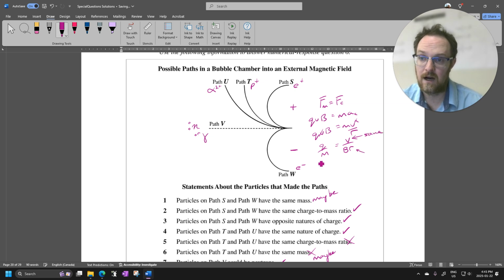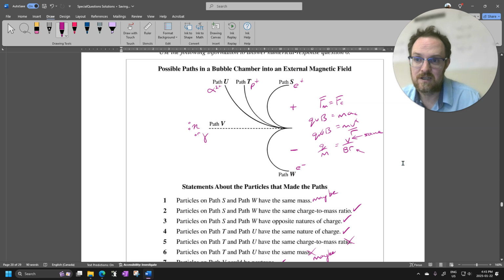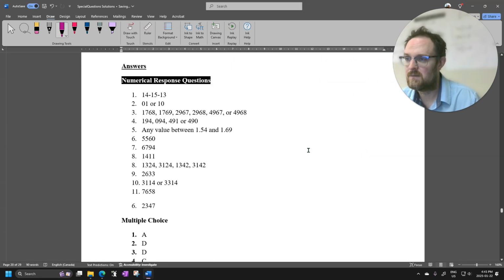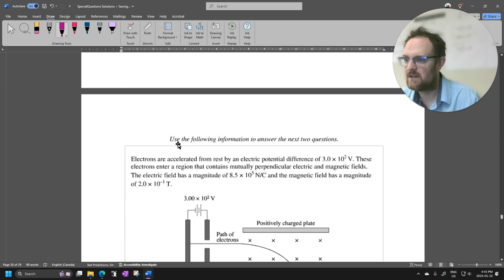And the r changes. If they have a different radius, they'll have a different charge mass ratio. If they have the same r, like S and W, then they must have the same charge mass ratio. So 2, 3, 4. There's the key right there. You know, there are multiple answers here. Okay.